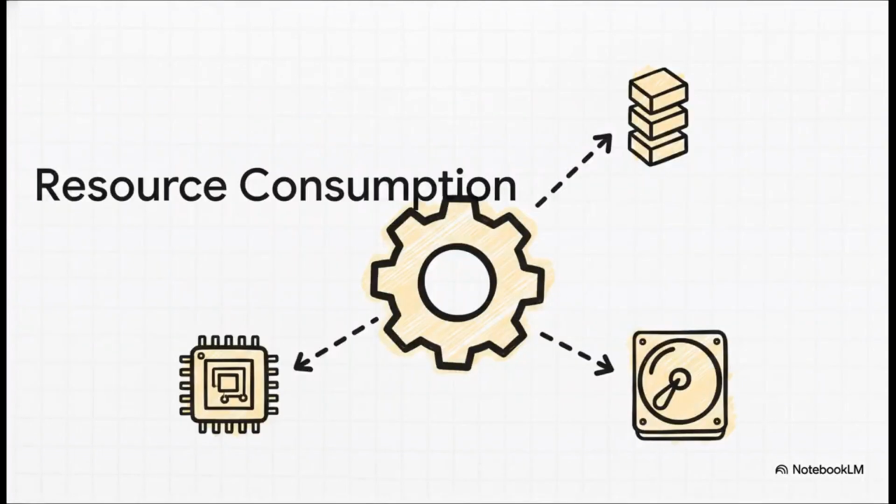And now that our process is alive and kicking, it gets busy. It starts consuming system resources. It needs time from the main brain, the CPU. It carves out a workspace for itself in memory, and it asks for access to your files on the disk. It's now an active player in your computer's little ecosystem.